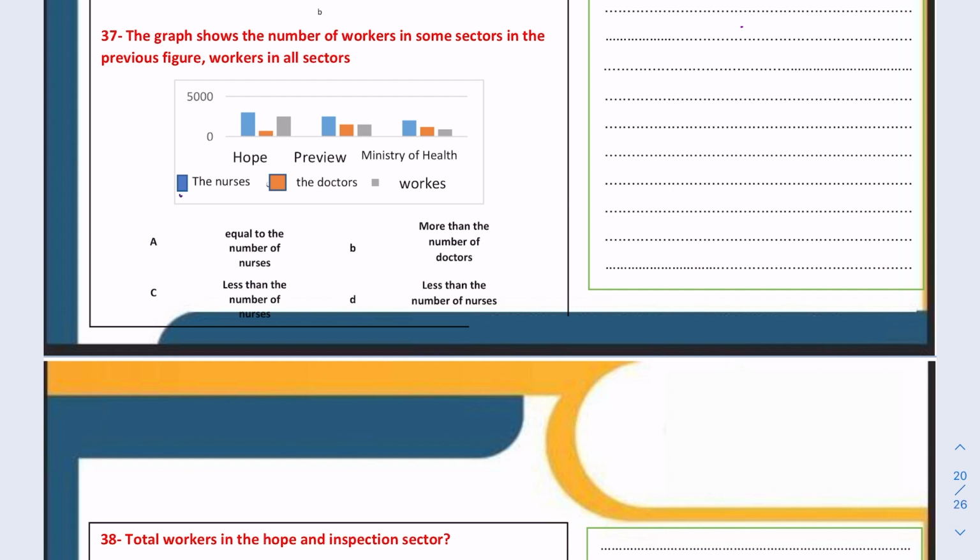We have the blue is nurse, the orange is doctor, the gray is workers, and he asked which statement is correct. The workers is always what? This is the workers. You can compare it to the nurse. Do you see? The nurse is always more than the worker. So the worker is always smaller than the nurse. According to the doctors, sometimes the workers are more than the doctors, and sometimes the doctors are more.